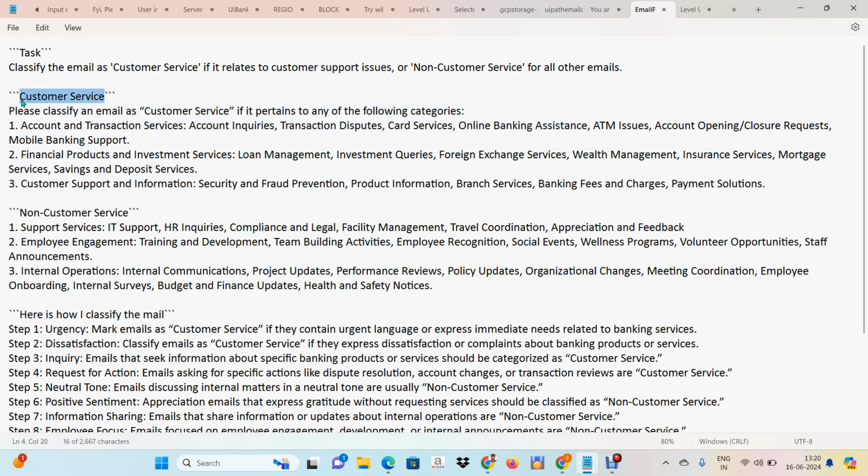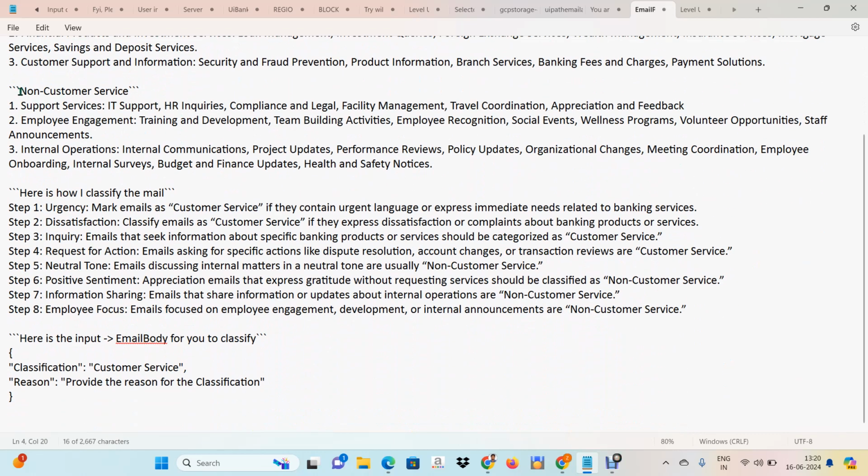as customer service. Okay, and sometimes if a person is working for a bank, then he would be getting mails from internal also, right? Not only will he get mail from the customer, he would be getting mail from the internal organization of the bank as well. Those should go under non-customer service. And alongside, if he is getting an email from a customer and it is an appreciation kind of mail, then it is not a customer service related mail, right? It is an appreciation mail or recognition mail. So those should fall under non-customer service. For that, I have given a few categories.